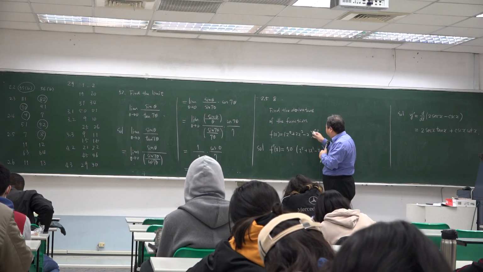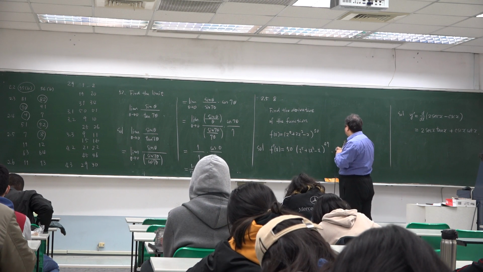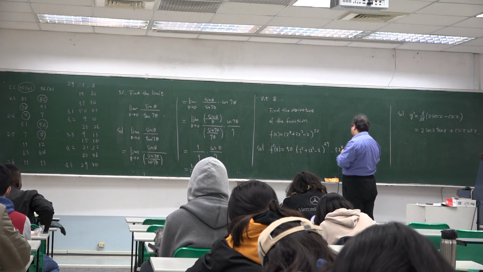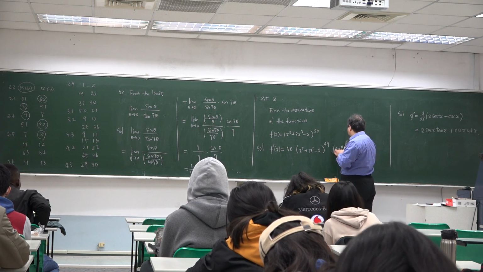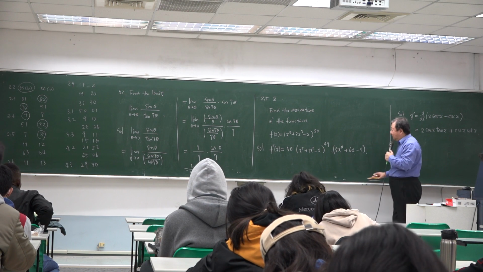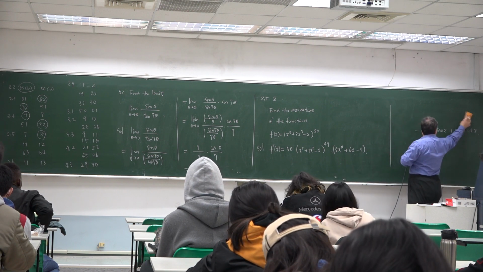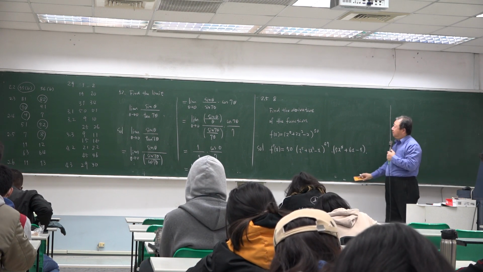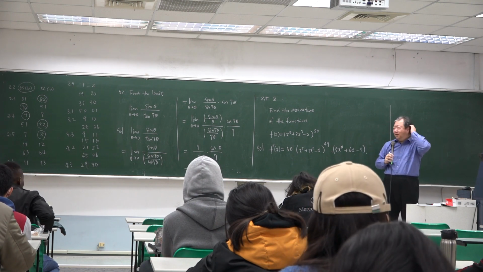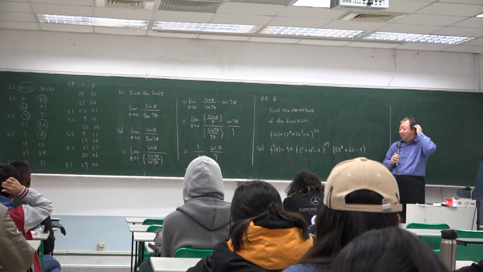times the derivative of this one, 5x raised to the fourth power plus 6x minus 1. That's all. Chain rule. Okay? You can make a picture or watch the video.